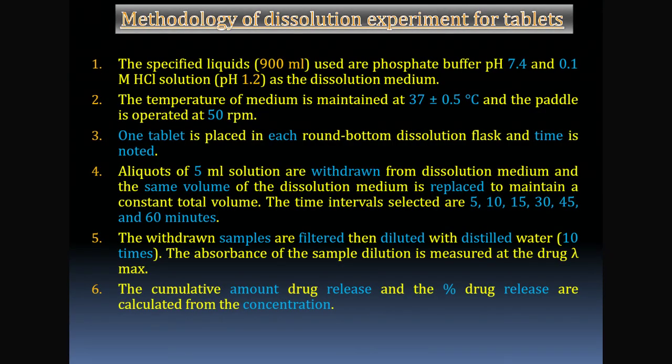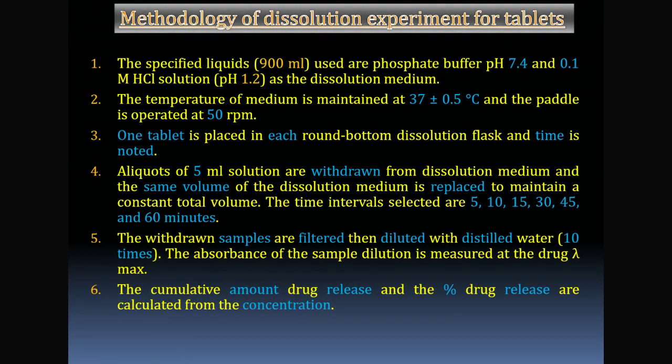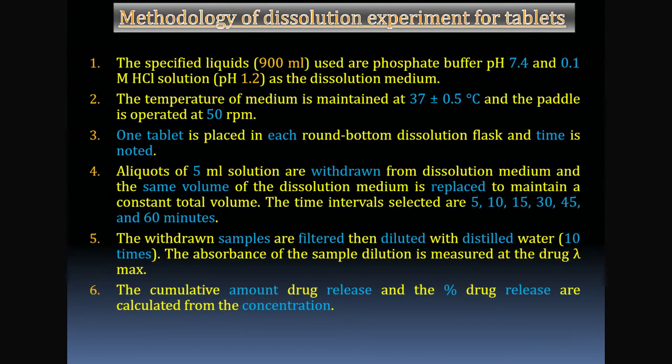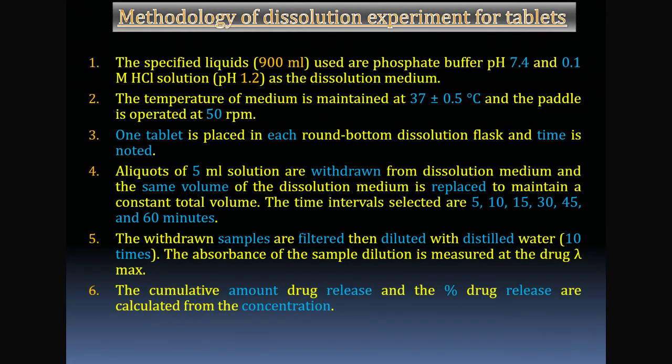How would failing to perform that 5 milliliter volume replacement mathematically distort your calculated concentration gradient as the experiment progresses?